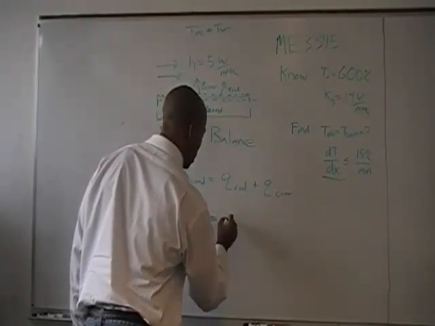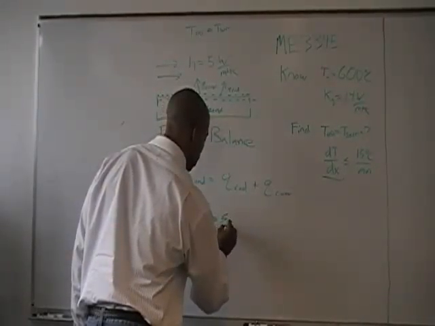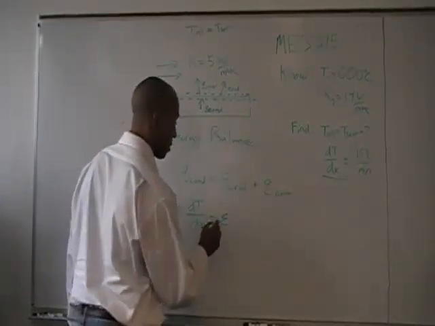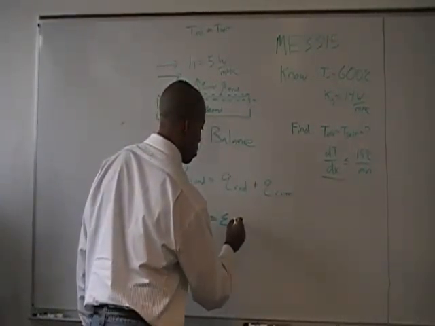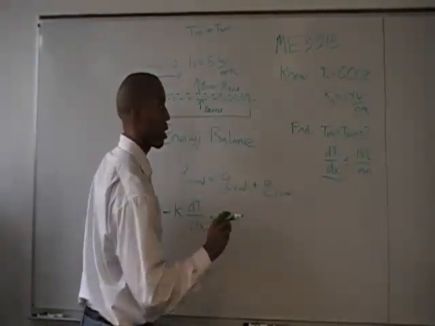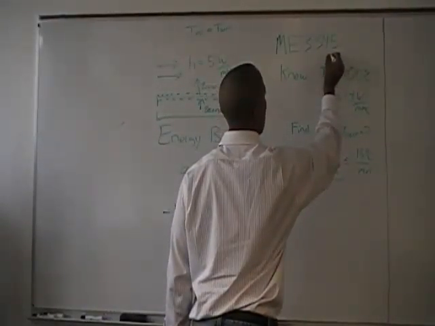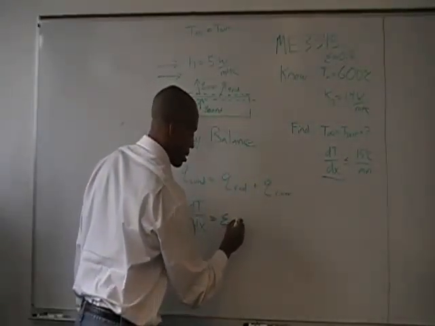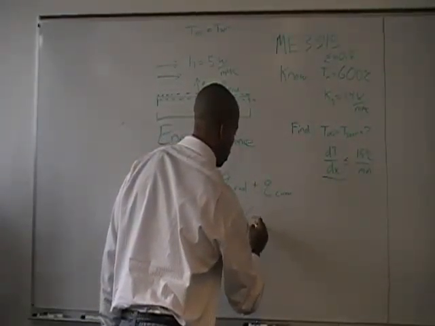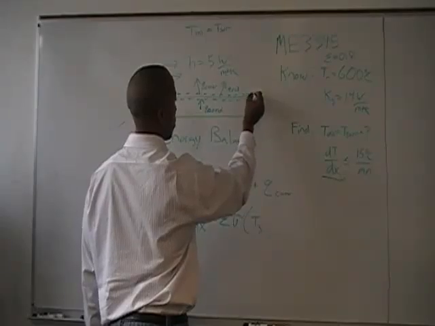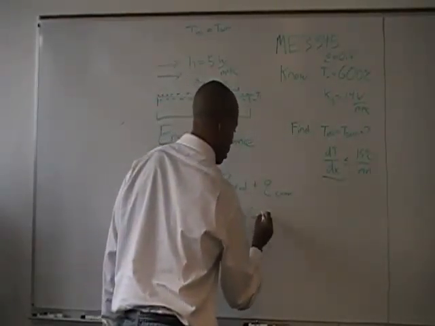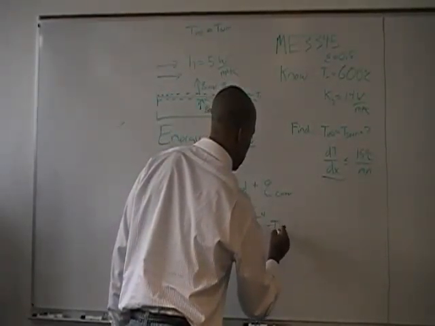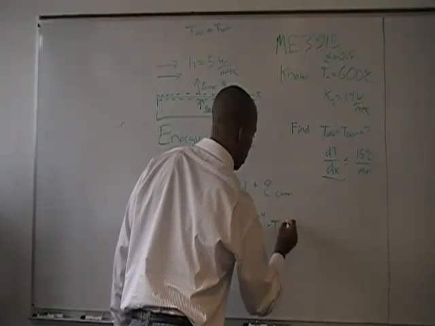So then we have radiation. So what's our rate equation for radiation? Well, we have surface emissivity. That's also given to us. You probably noticed that if you read the problem. Emissivity is 0.8 times Stefan-Boltzmann's constant times the surface temperature, so Ts here, to the fourth power minus the temperature of the surroundings to the fourth power.